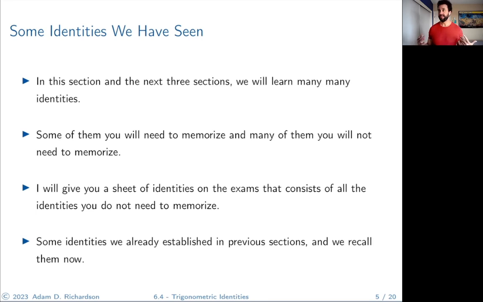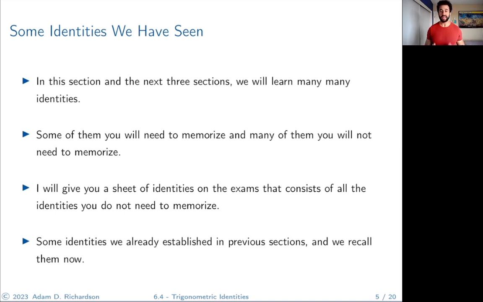Unless you want to go into competition level mathematics, like if you want to compete or you want to take the Putnam exam, or any of those competitive mathematics competitions, then you need to memorize everything. But for most of us, you do not need to memorize all of these.